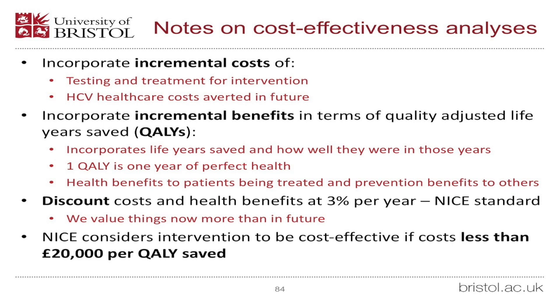We also incorporate discounting. Now, discounting is something that NICE wants us to do. We discount costs and we discount health benefits. The whole reason we do this is we value things now more than we value things in the future. If you want health benefits, you prefer them now than 30 years in the future when we don't really know what's going to happen, and so we value that less. And then NICE considers anything to be cost effective if it costs less than £20,000 per QALY saved. So that's £20,000 per 1 year of perfect health.